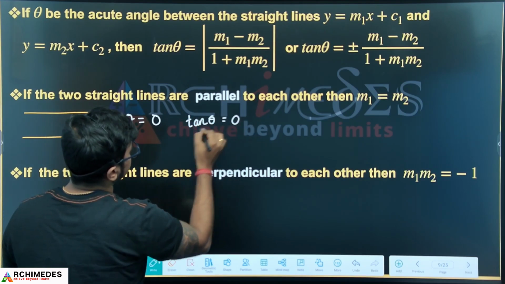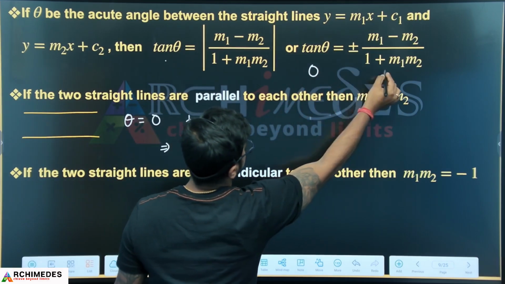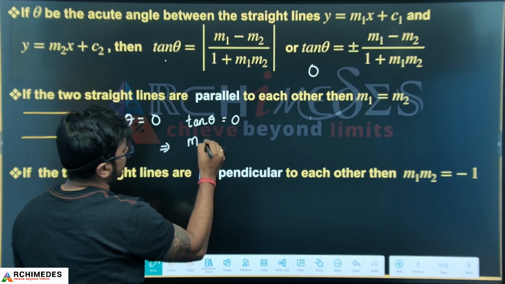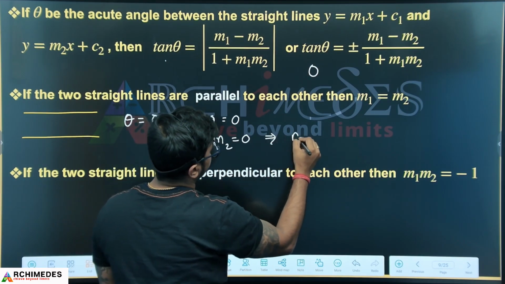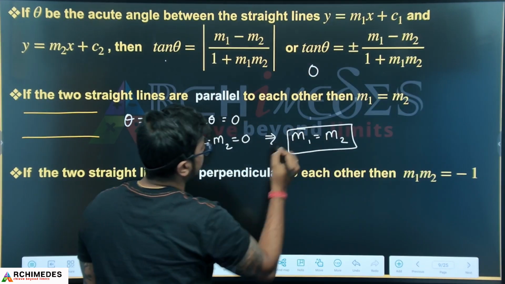If this part is 0, then cross multiply it, and you are getting m1 minus m2 equals 0. So from here you get m1 equals m2. First listen carefully. Am I clear?